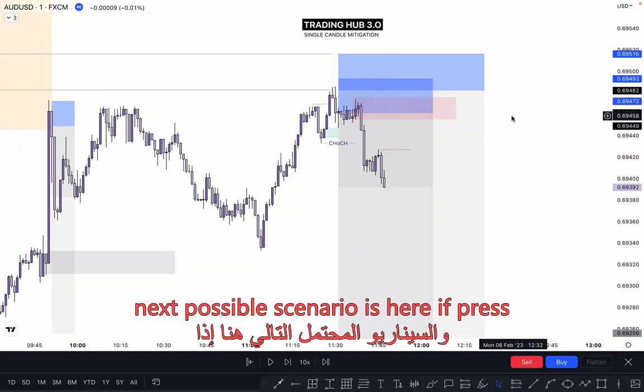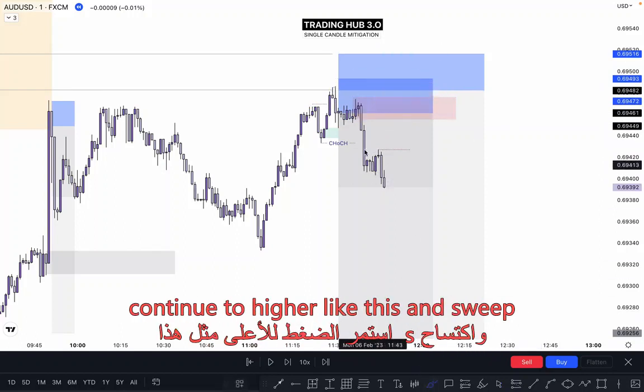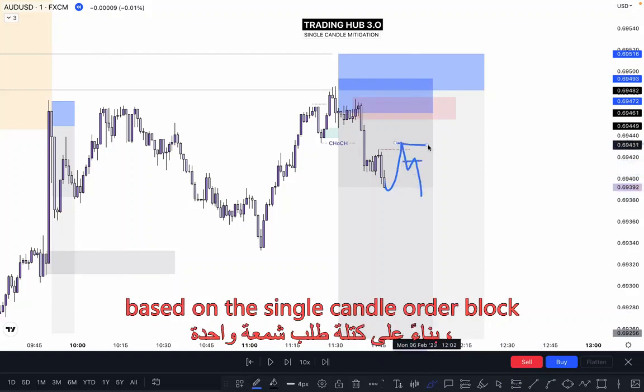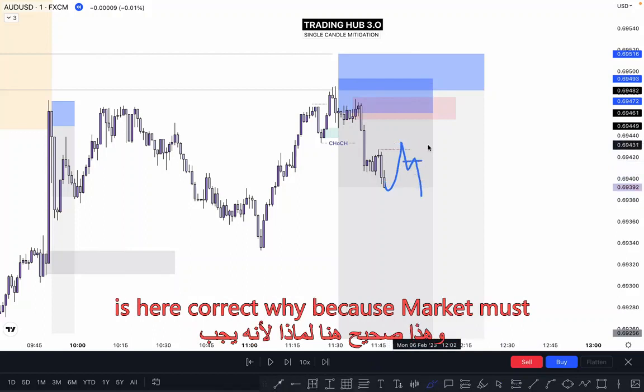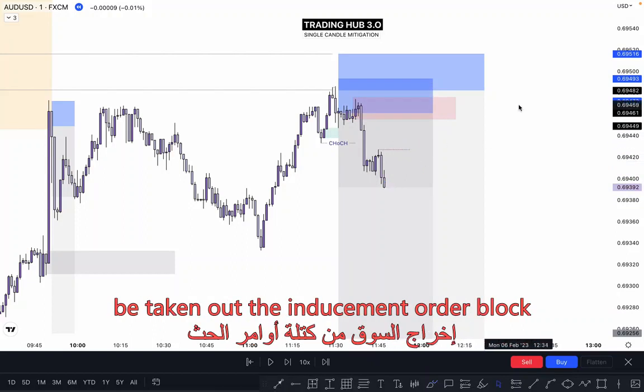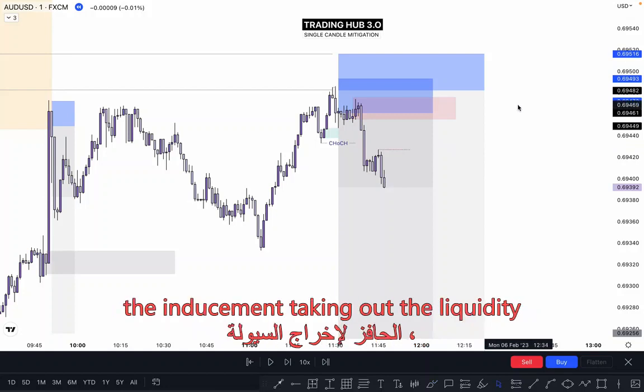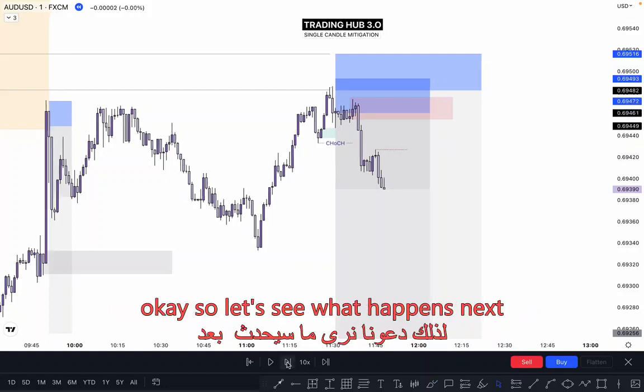And the next possible scenario is here, if price continues to go higher like this and sweeps this inducement, then you can sell here based on the single candle order block here, correct? Why? Because market must have taken out the inducement, order block is not necessary. Main thing, taken out the inducement, taken out the liquidity. Okay, so let's see what happens next after this one.